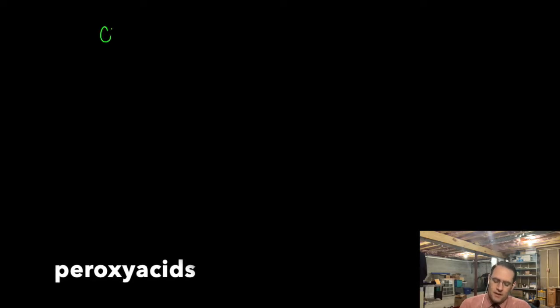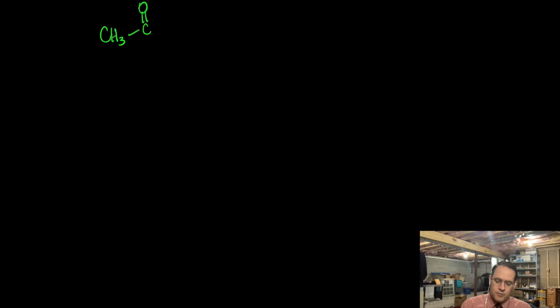Now, peroxyacids are acids that look a lot like a peroxide. So, for example, this is called peroxyacetic acid because it looks a lot like acetic acid, but it has an extra oxygen in there, okay?